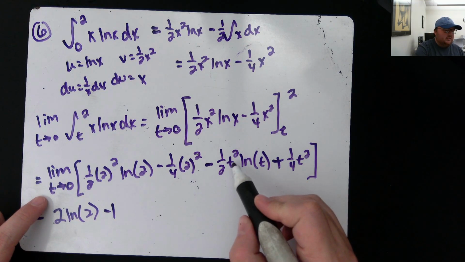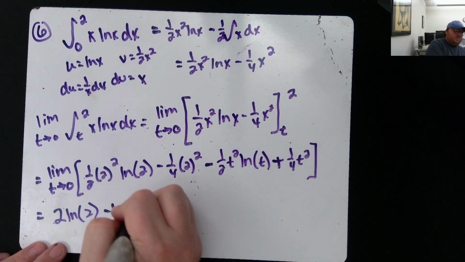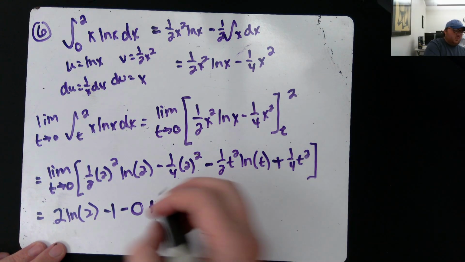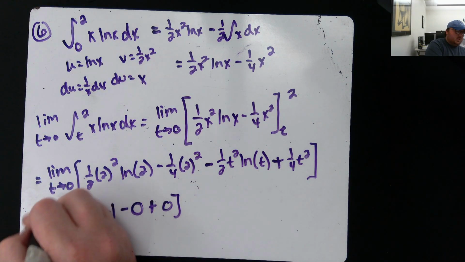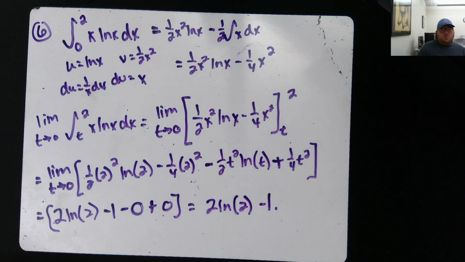So as t goes to 0 here, that's going to be 0 squared, so this whole thing's going to be 0. Plus 0 squared over 4 is just 0. So you end up with 2 ln of 2 minus 1.